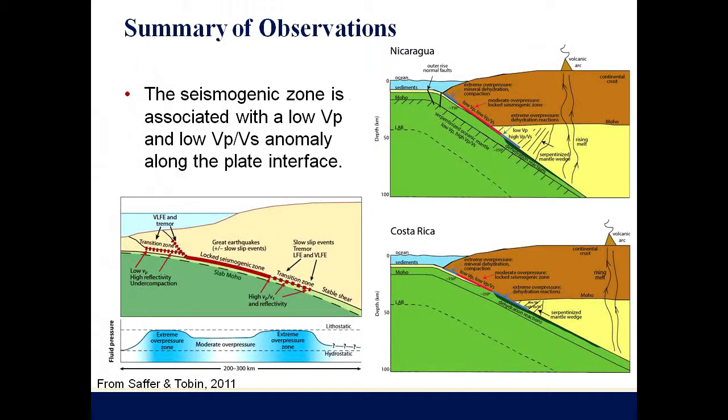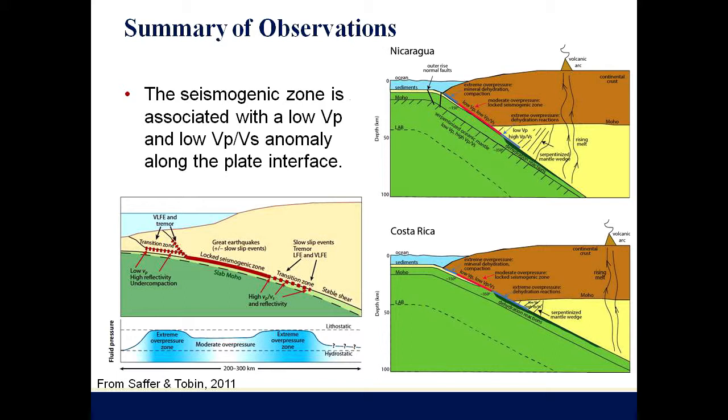So, a summary of observations. This is Nicaragua. This is Costa Rica. The slab is steeper here. We have more highly serpentinized oceanic mantle coming in off of Nicaragua. We have an area where serpentinization in the upper mantle wedge, I didn't dwell on that, appears higher than in Costa Rica. But in both places, we have low VP and low VPVS sitting on top of our plate interface.